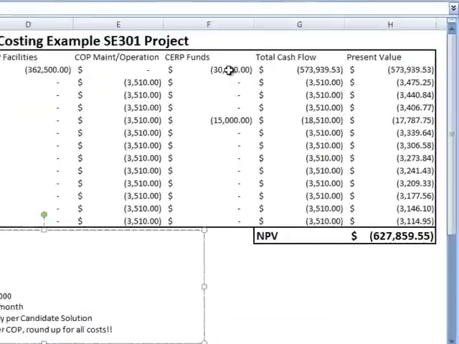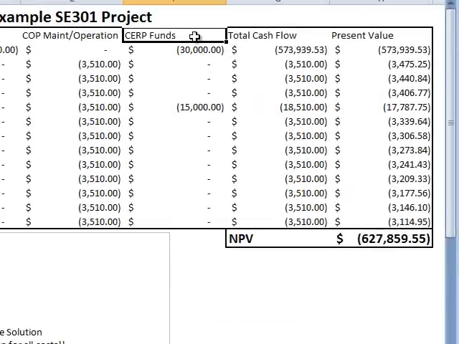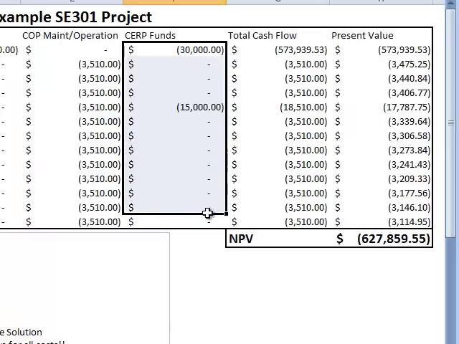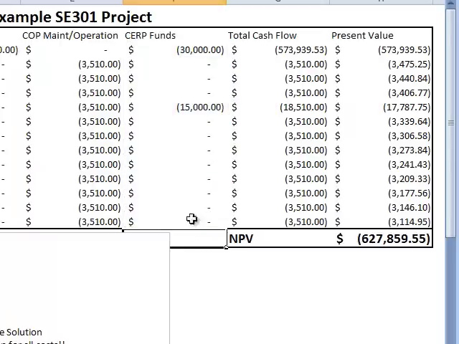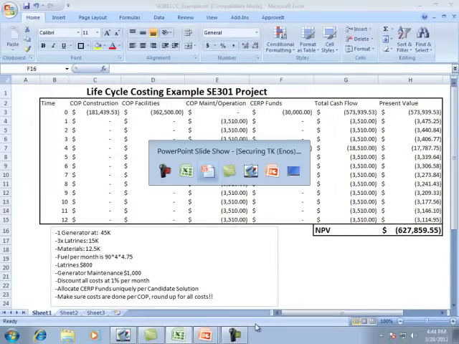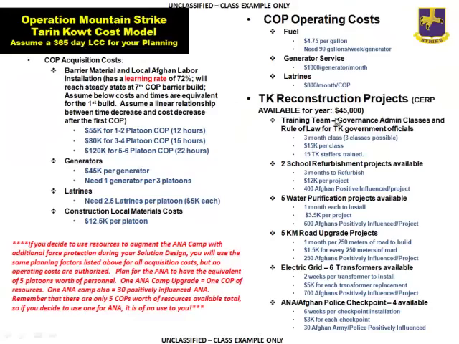Okay, so SERP funds are unique because each course of action or each candidate solution should have its own allocation for SERP funds over the year that you're there. Decide which projects you're going to do for each candidate solution, and then according to the lifecycle costing sheet, you'll see that each option has a time period associated with it.